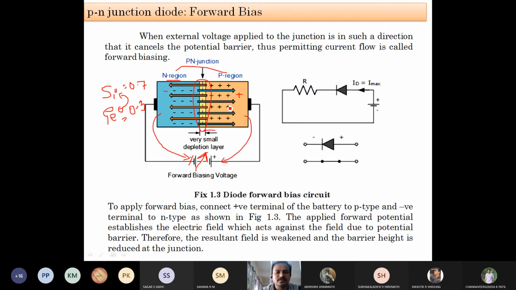Okay, switch on, switch off. Current pass ಮಾಡಬೇಕು, pass ಮಾಡಬಾರದು. By using diode we can get that, we can extract that work.